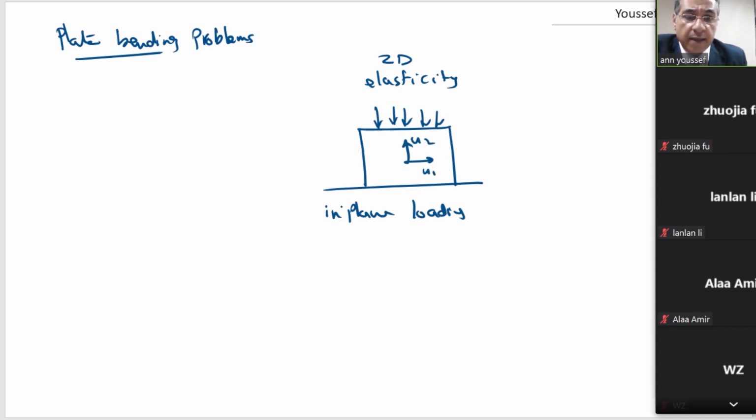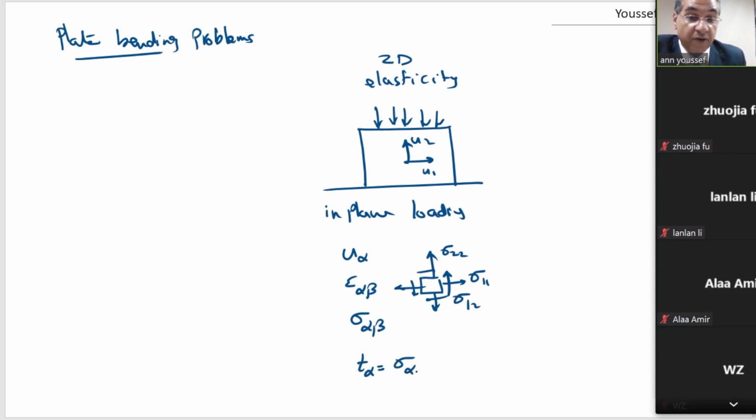Okay? And actually, we result also in two stresses, mainly sigma 11, sigma 22, and the shear stress here, which is sigma 12, and our stress tensor is sigma ij. So actually we have u alpha at any point x, then we have epsilon alpha beta, the strain, then we have the stresses sigma alpha beta, and we have the traction T alpha equals sigma alpha beta times n beta at this point. Okay?